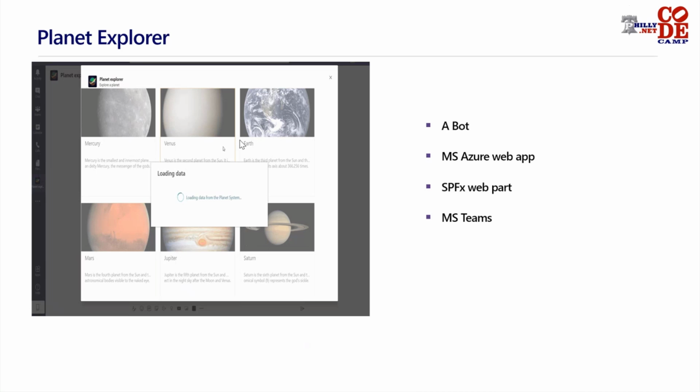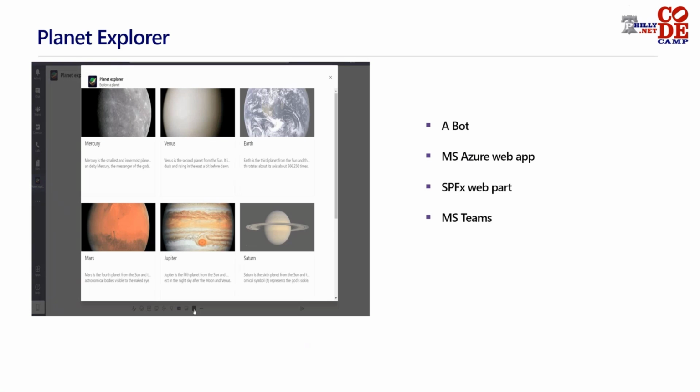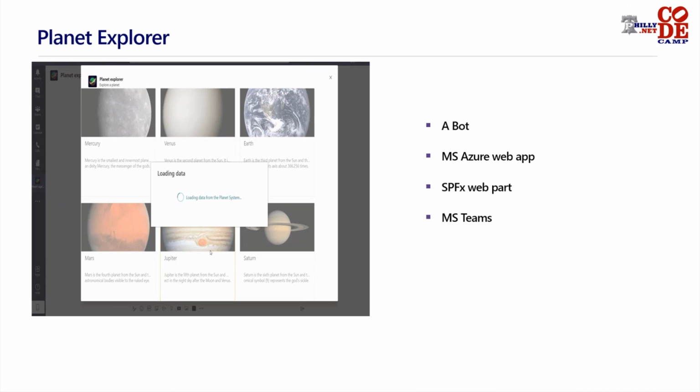So this one will show all of the planets. Once we click onto that, the information will be sent to the bot, and then the bot can reply back with the messaging extension information that we have selected.